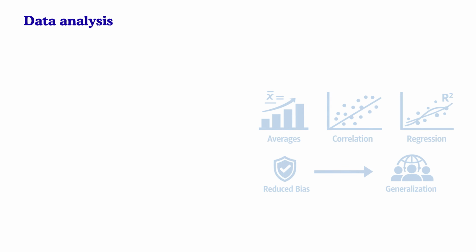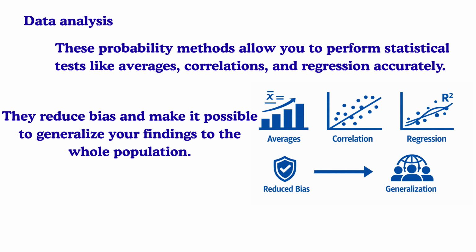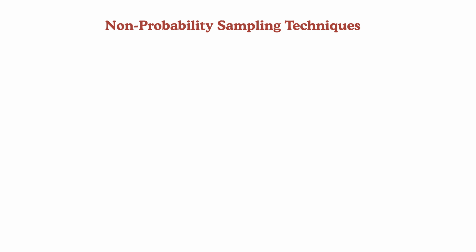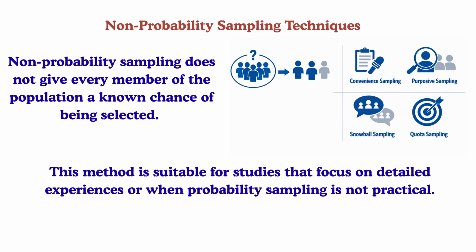Data analysis. These probability methods allow you to perform statistical tests like averages, correlations, and regression accurately. They reduce bias and make it possible to generalize your findings to the whole population. Non-probability sampling techniques. Non-probability sampling does not give every member of the population a known chance of being selected. This method is suitable for studies that focus on detailed experiences or when probability sampling is not practical.